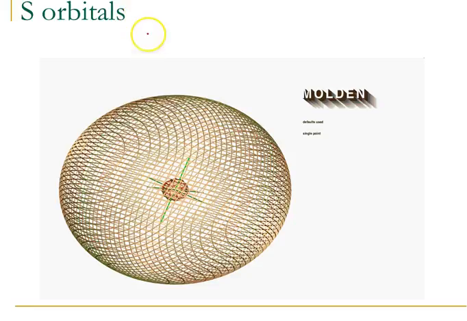S orbitals, as the image here shows, are spherical. There's always one of them per s sublevel. And s sublevels as well as s orbitals are found on all energy levels.